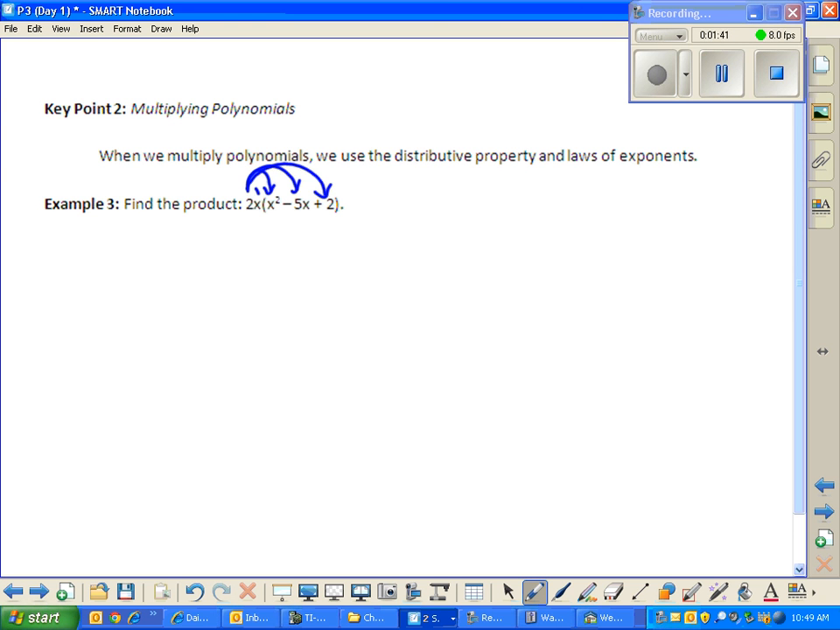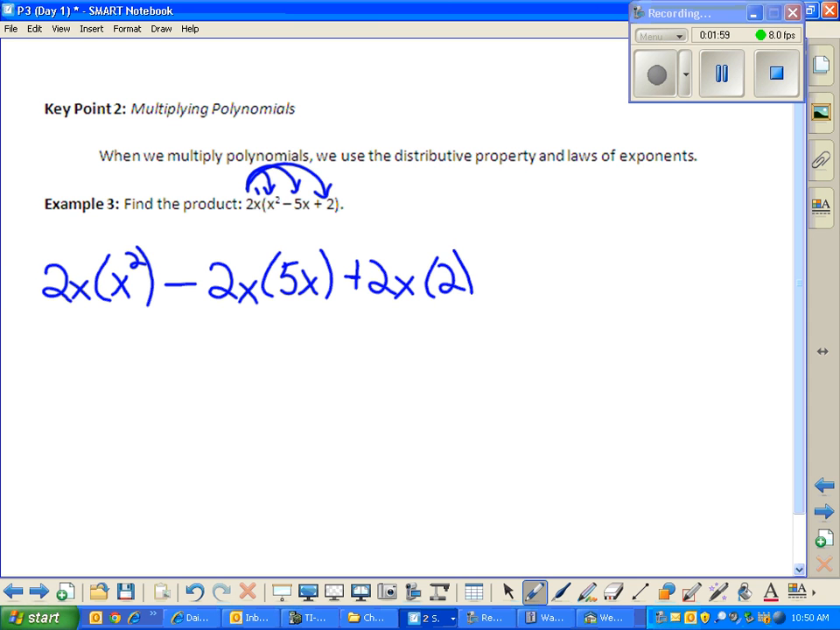So quite literally, what I'm going to have to do is take 2x times x squared, bring down my minus sign, and then I have to take 2x times 5x, and then I have to take 2x times 2. You don't have to show this step on your homework, but since you can't see inside my brain, I wanted to show you what I was doing. What goes on the smartboard must go in your notes.